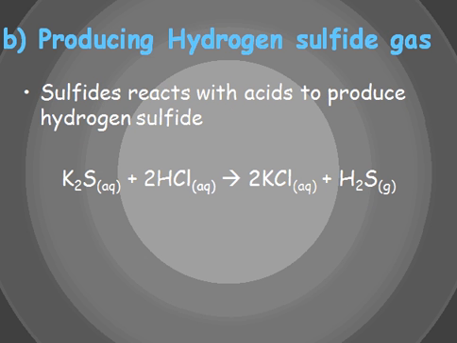You can have hydrogen sulfide gas being produced, and basically you can have potassium sulfide reacting with hydrochloric acid. The potassium and the hydrogen ions switch places, so the potassium goes with the chlorine to give you potassium chloride, and then you have the hydrogen going with the sulfur to give you hydrogen sulfide gas.